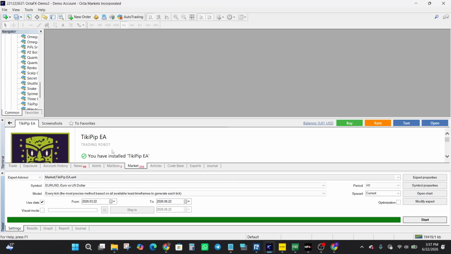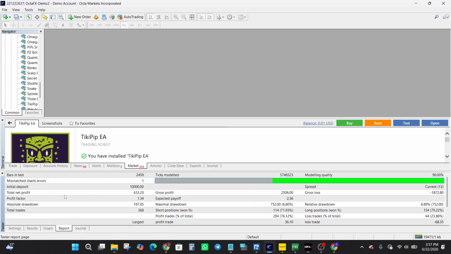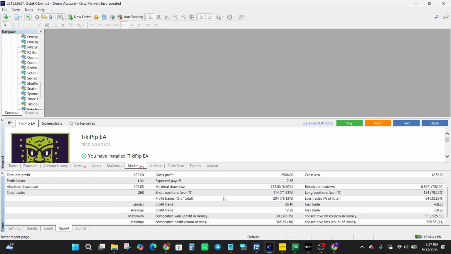Let's see how the TikiPip EA performed on EURUSD on the H1 timeframe as recommended over the past 3 months, 22nd March to 22nd June, using the every tick modeling in 2026. So from an initial deposit of $10,000, the total net profit was 633.2. That is about 6.3%. Total trades taken 268, out of which 204 were profitable, giving us a 76.12% win rate.